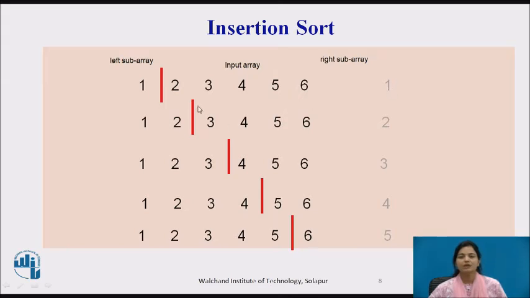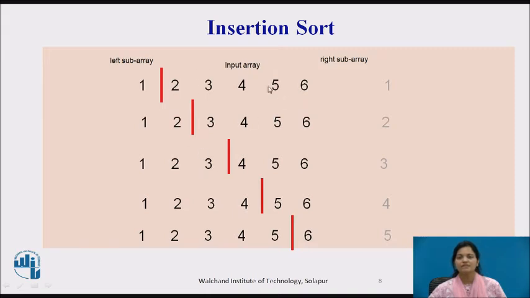So here 2 is not swapping and it will be compared once. Then next it will come to the 3, it will be compared, no swapping. Then next 4 will be compared with everyone, no swapping will be there, nothing will happen. 5 will be compared and 6 will be compared. So however many numbers there are, that many comparisons will happen.